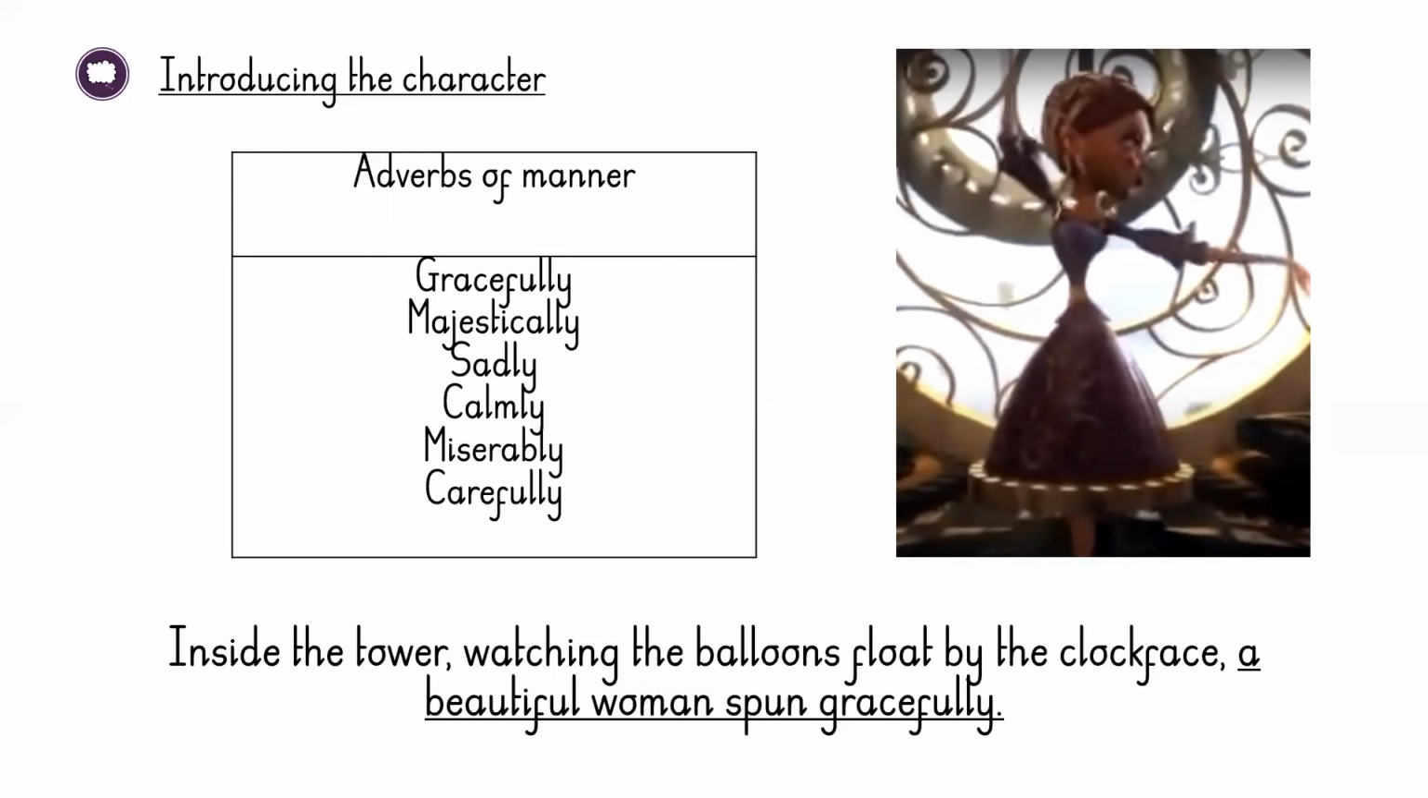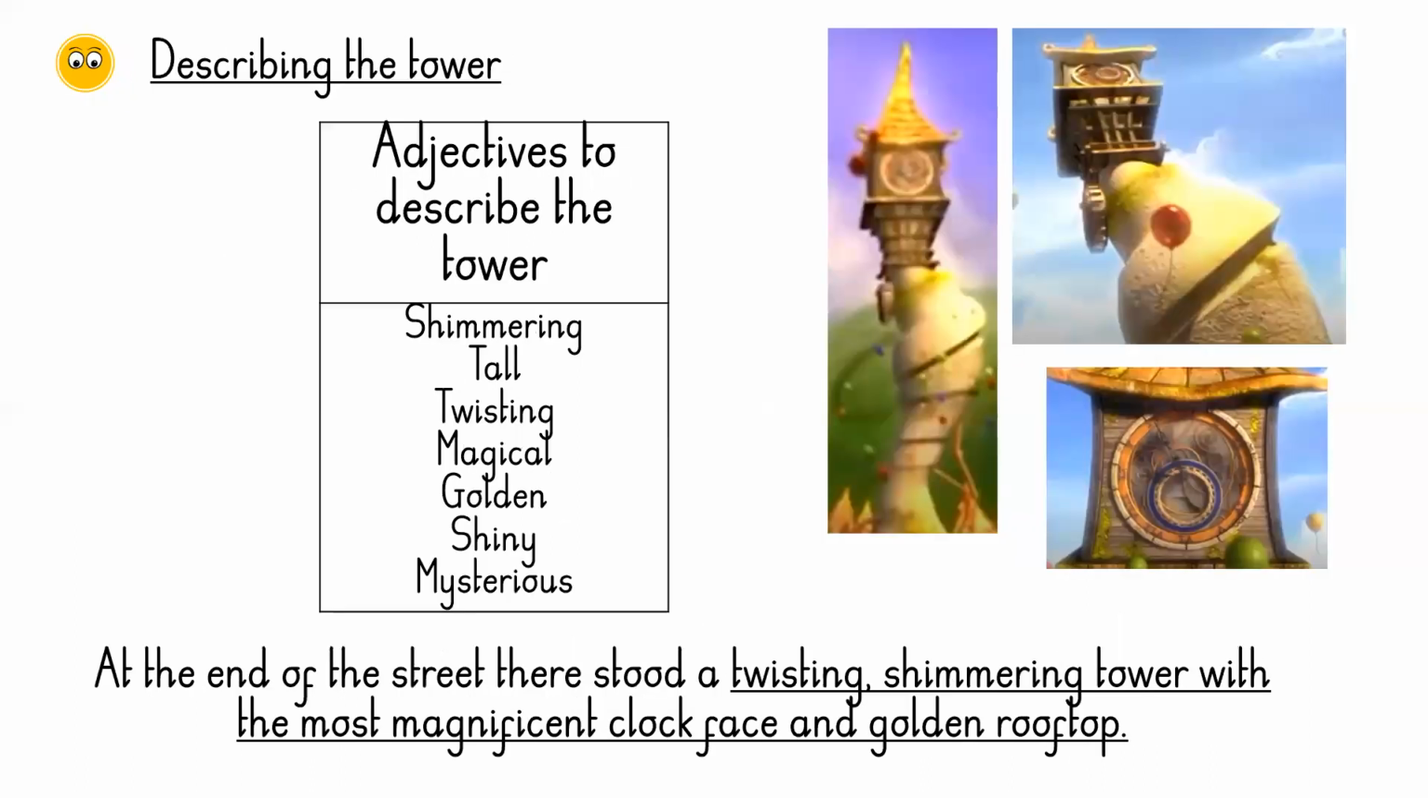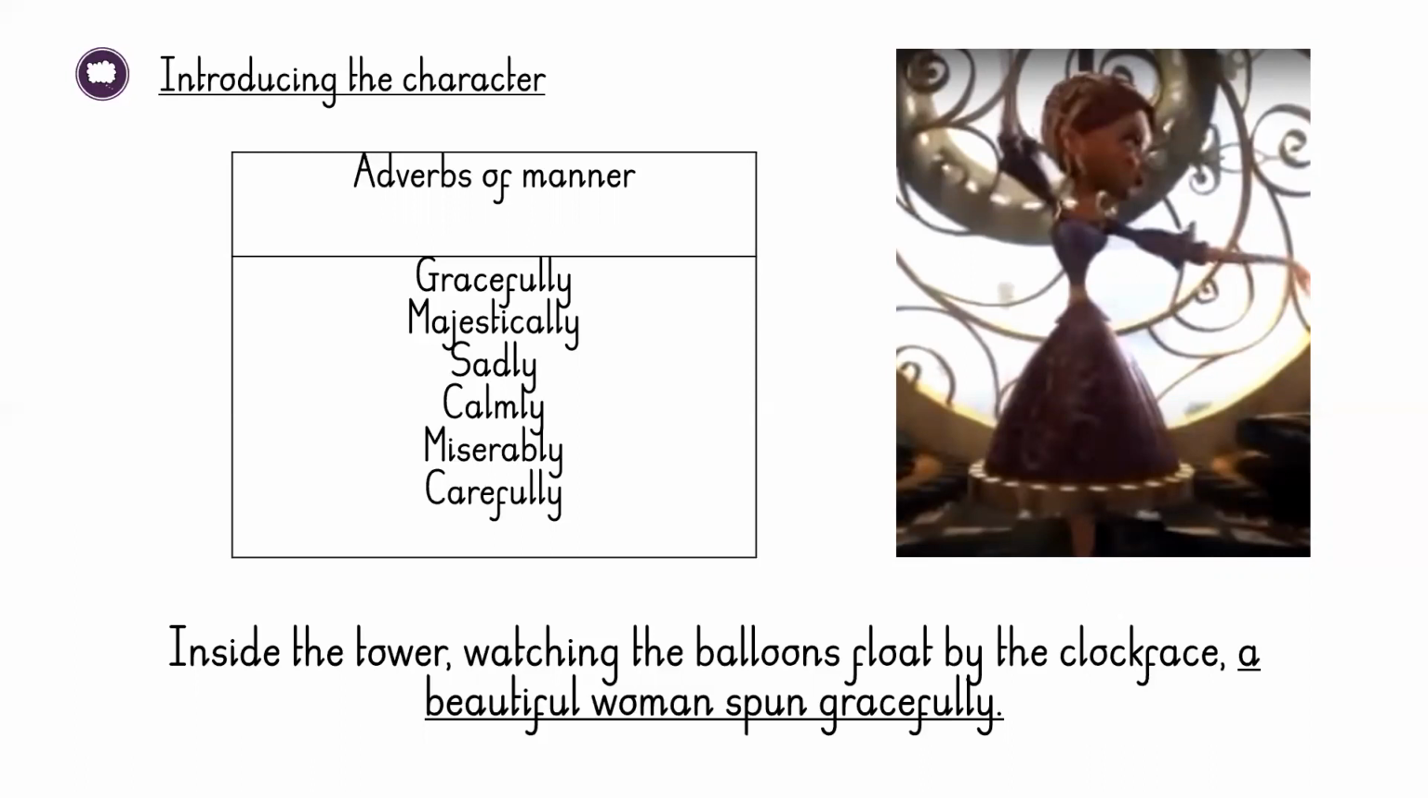Okay, so it might be the way she dances, it might be the way she spins, it might be the way that she moves, it might be the way that she smiles, because I know at some point in the video she smiles. It's completely up to you, but you are thinking about adverbs to describe this character. So how is she going to be doing those certain things? Okay, so we've described the tower, and now we're going to introduce the character. So it's important that you tell me where she is.